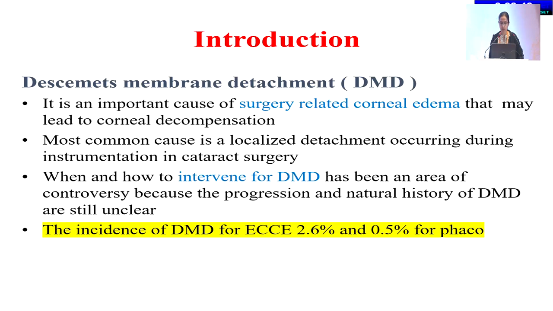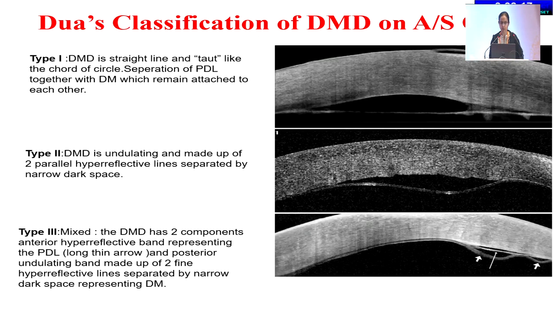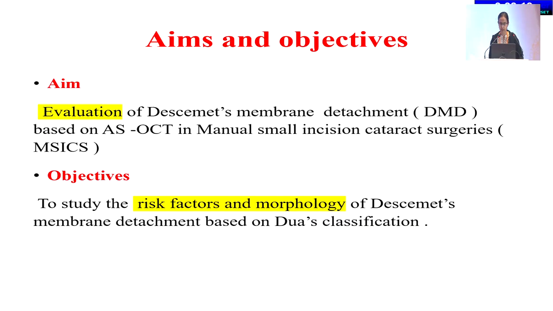When and how to intervene for DMD has been an area of controversy because the progression and the natural history are still unclear. The incidence in ECCE is around 2% and 0.5% in phaco. Dua's classification of DMD goes like this, with type 1, 2, 3. In type 1, there is separation of PDL and DM, but they remain attached together. Type 2 is where only DM is detached, and in type 3, PDL and DM are detached, but separated from each other. These are some images showing types of DMDs according to Dua's classification.